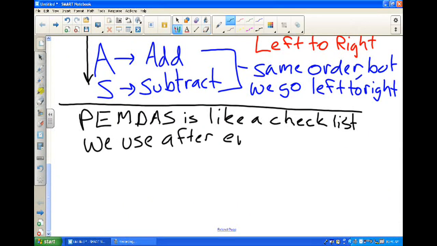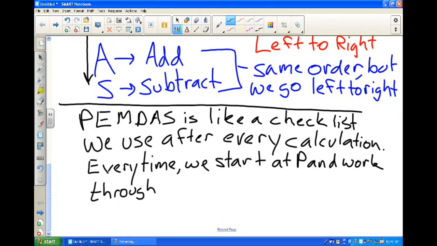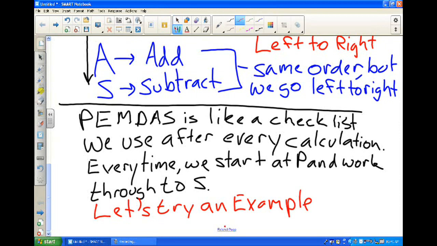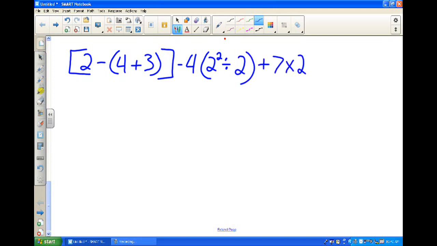So PEMDAS is like a checklist we use after every calculation. Every time that we start at P and work through to S for every single calculation. So let's do an example and see how it works. If I take this long calculation, it's very clear that we might make a mistake.